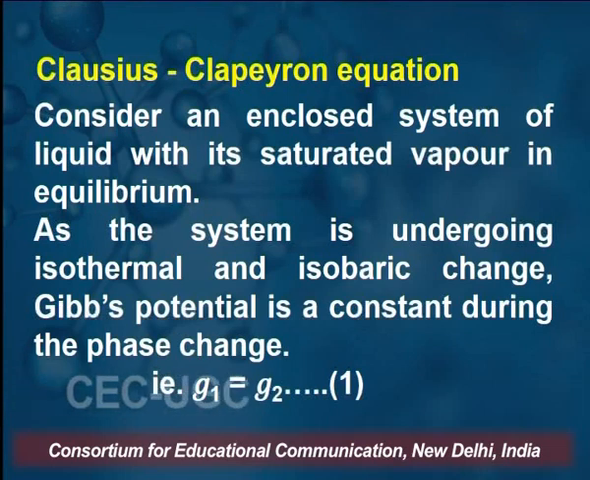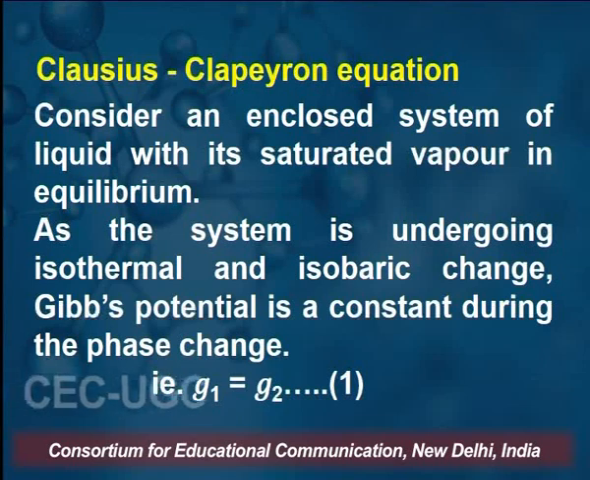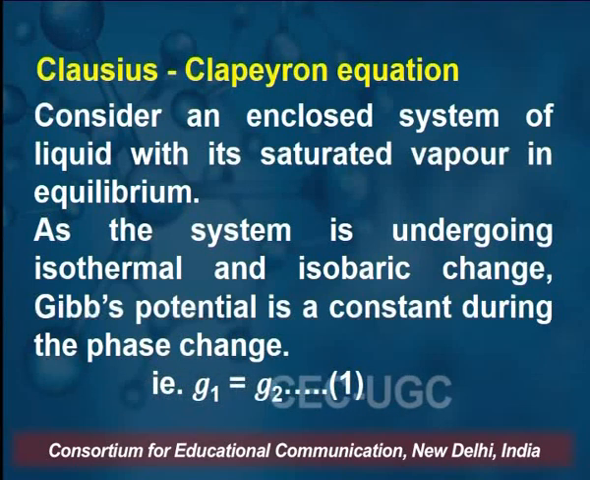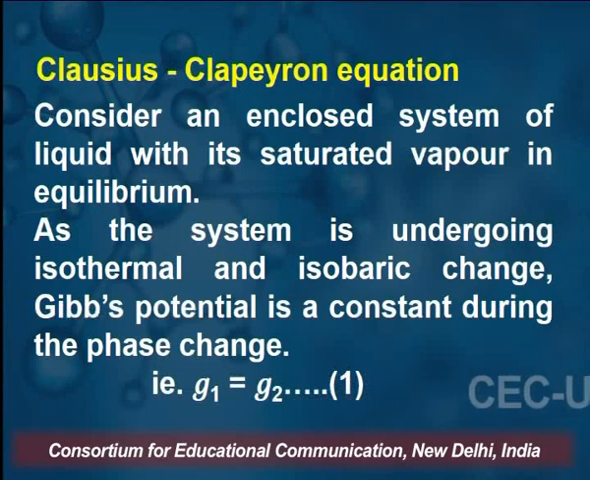Now, on the basis of what we have studied up till now, let us derive the Clausius-Clapeyron equation for the first order phase transition. To derive this equation, consider an enclosed system of liquid with its saturated vapor in equilibrium. As the system is undergoing isothermal and isobaric change, the Gibbs potential is a constant during the phase change, as we have just seen. That is, G1 is equal to G2. Call this equation 1.